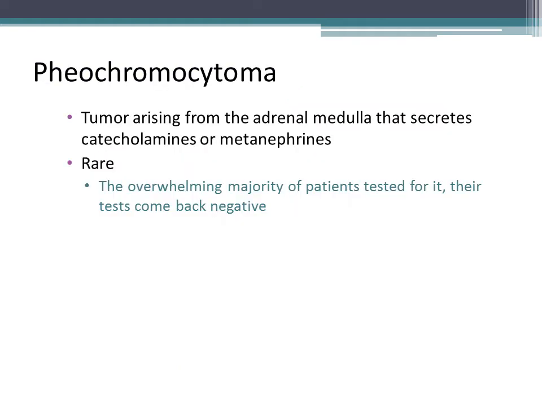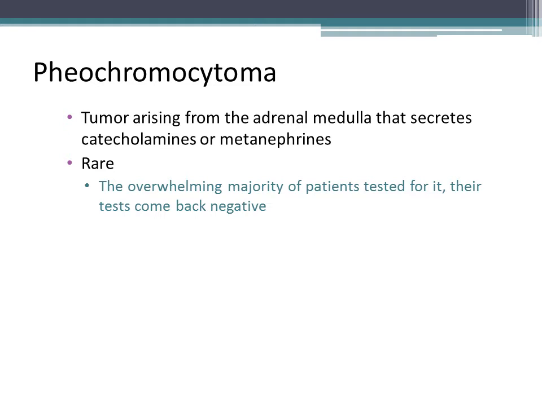Okay, let's move forward. Now, hyperfunctioning adrenal gland, there are three main conditions that we focus on clinically. The first one is pheochromocytoma, the second one is Cushing syndrome, the third one is hyperaldosteronism. So let's talk about the first condition that causes hyperfunctioning adrenal or excess adrenal hormone production.